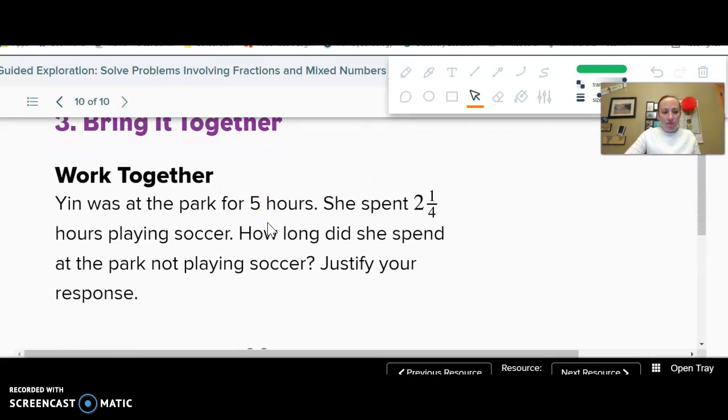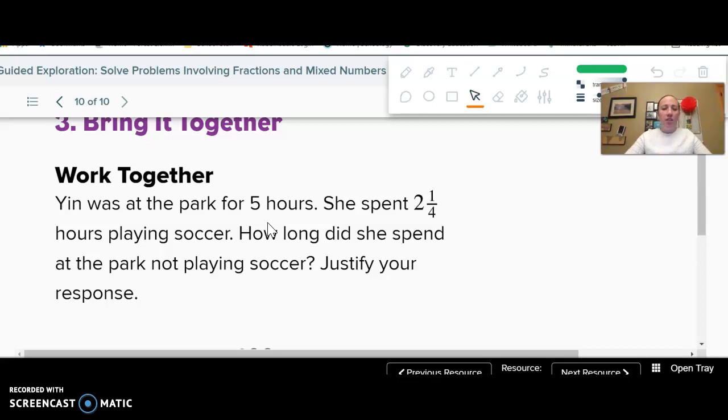All right. I'm going to have you try this. It's a little tricky, so if you're not sure, just guess and then I'll explain it. Yin was at the park for 5 hours. She spent 2 1/4 hours playing soccer. How long did she spend at the park not playing soccer? See if you can figure it out.